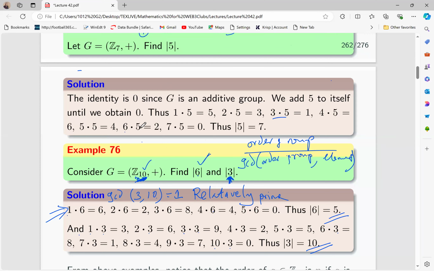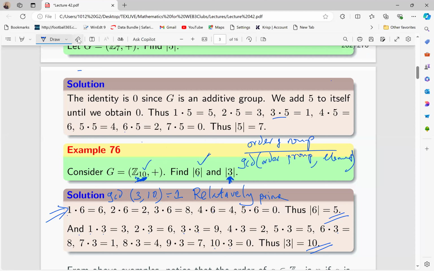So let me again show you, using 3. The order of this group is 10. Then the GCD of 10 and 3 is 1. So that means 10 over 1, which is 10. That's how you can also find it.